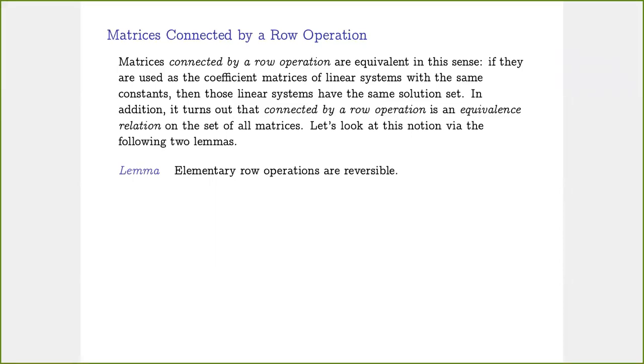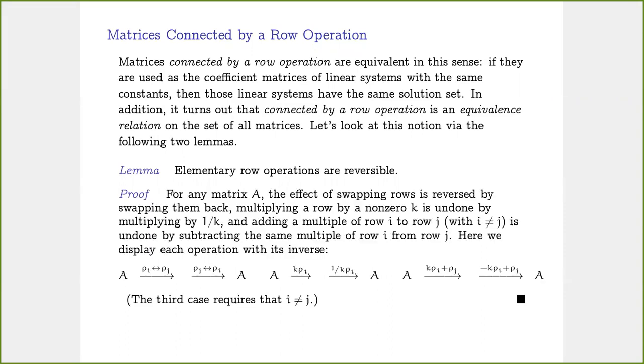Let's look at this notion via two lemmas. Elementary row operations are reversible. Here's the proof. For any matrix A, the effect of swapping rows is reversed by swapping them back. Multiplying a row by a non-zero number k is undone by multiplying it by 1 over k, and adding a multiple of row i to row j, with i not equal to j, is undone by subtracting the same multiple of row i from row j. Here we display each operation with its inverse.